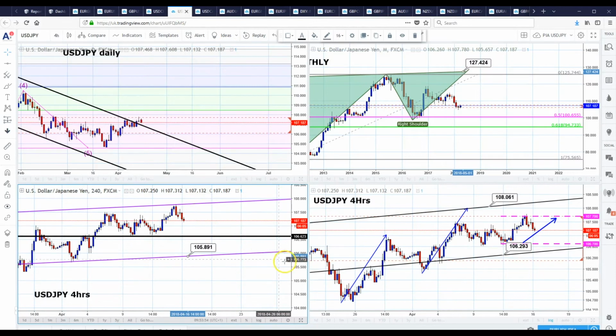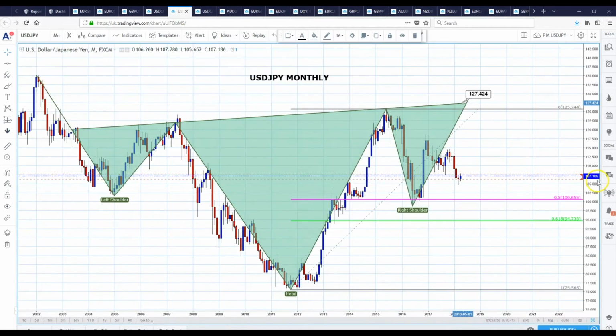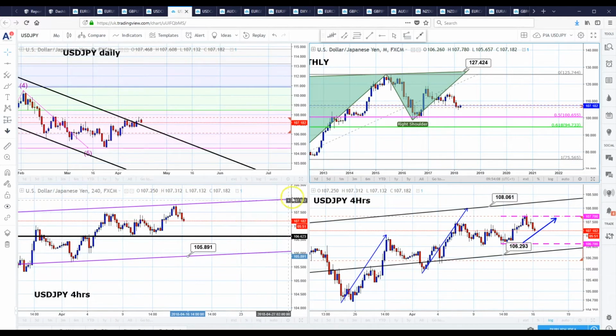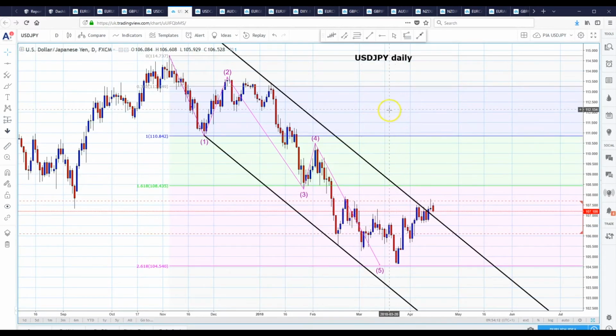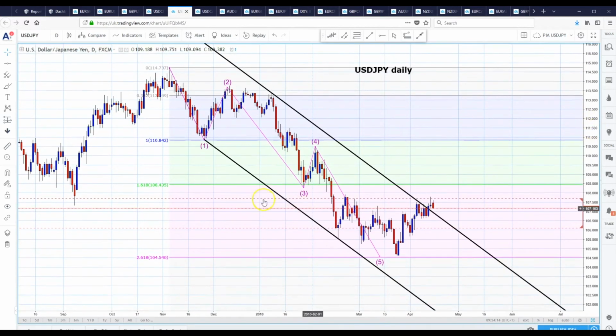Dollar yen monthly chart, a potential bullish head and shoulders pattern. I'm having to say potential because it needs a break of 127.50 to confirm that outlook. The daily chart highlights again a 261.8% extension level at 104.54. Elliott wave pattern deemed to be complete down here.